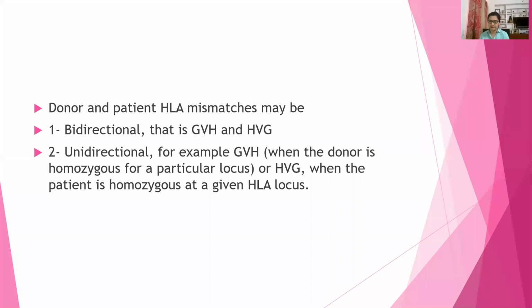And if rejection doesn't happen and engraftment happens, then later on when the donor cells become powerful, they can go and kill the recipient cells and cause GVHD. So it is known as bidirectional: graft versus host is happening in that direction and host versus graft is also happening in that direction. But sometimes it is unidirectional. Unidirectional means, for example, in the graft versus host disease direction, the mismatch is such that the graft can kill the host cells, but the host cells can't kill the graft. When it happens, let's see.